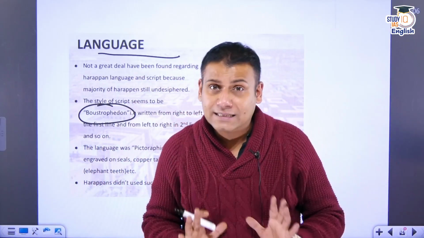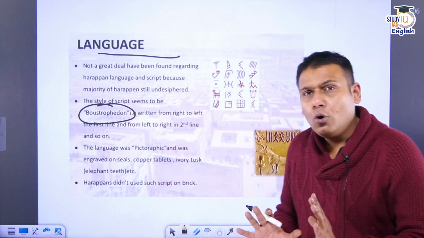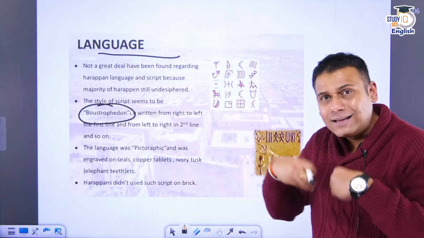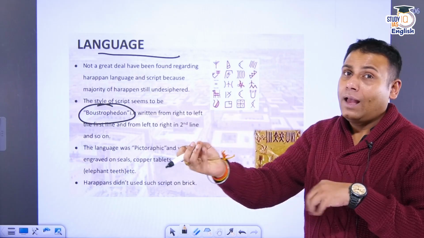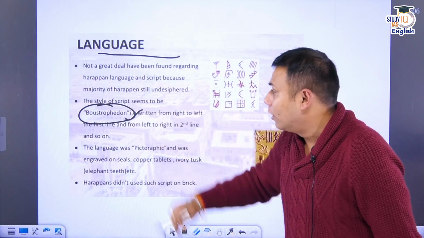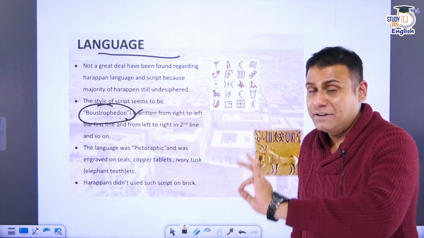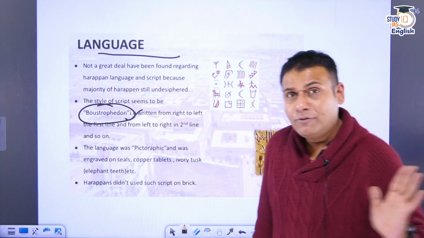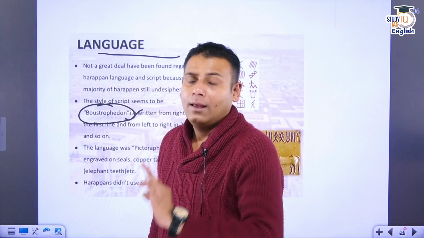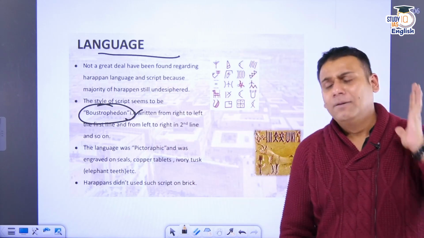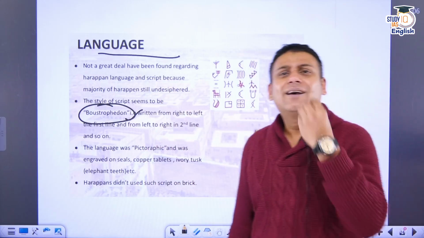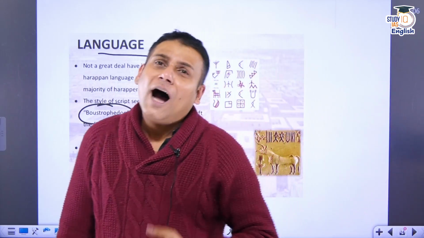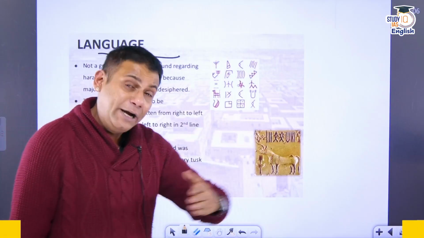We have inferred this. Correct? So, the language for us was pictographic. And the script is referred as boustrophedon. It still stands undeciphered. It is written from right to left in the first line, left to right in the second line. Now the first question that arises in the mind of everyone: if the script is undeciphered, how do we come to know that it is written from right to left or left to right?